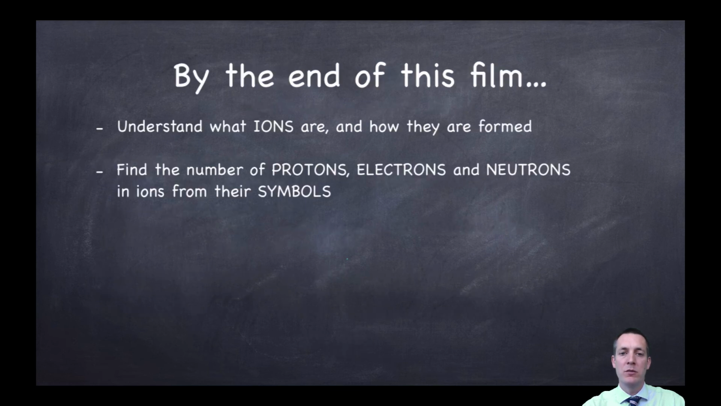Now, in this film, we were trying to understand exactly what an ion is. Hopefully you've got a definition for that written down. And you can use symbols that now include charges to decide how many protons, neutrons, and electrons there are in an ion. Really important, as usual. If any of this doesn't make sense, please go and ask your teacher as soon as you can, because you want to be able to move on feeling confident about the stuff that you've done so far.